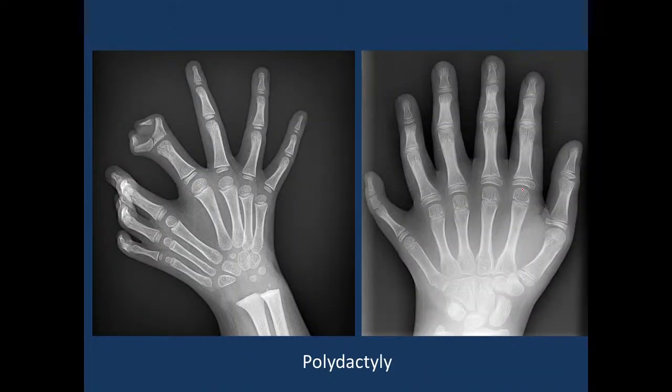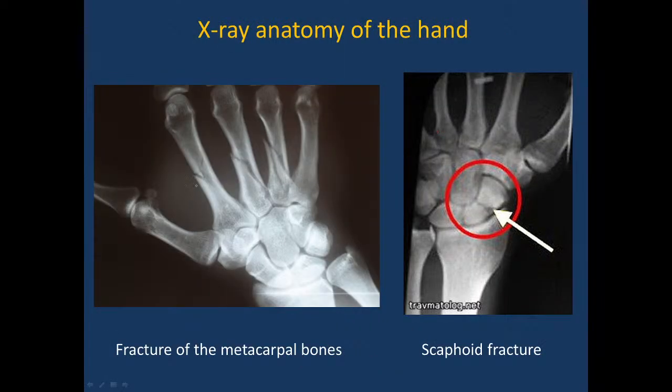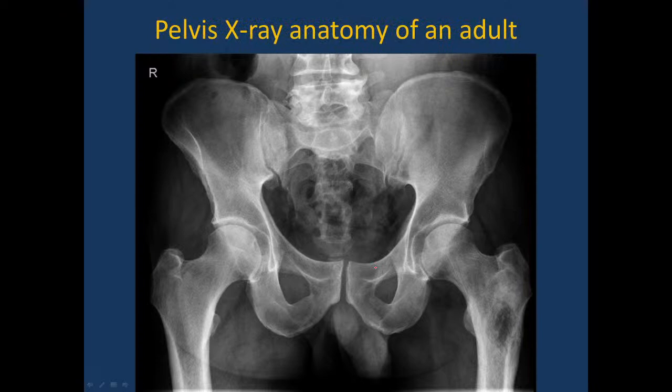And polydactyly, when children may have six, sometimes seven digits or fingers. And here the difficult hard fracture of metacarpal bodies of three metacarpal joints, and that is a scaphoid fracture, which is located on the scaphoid bone on the wrist.